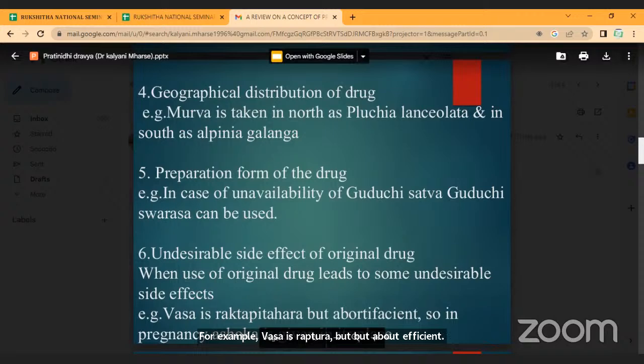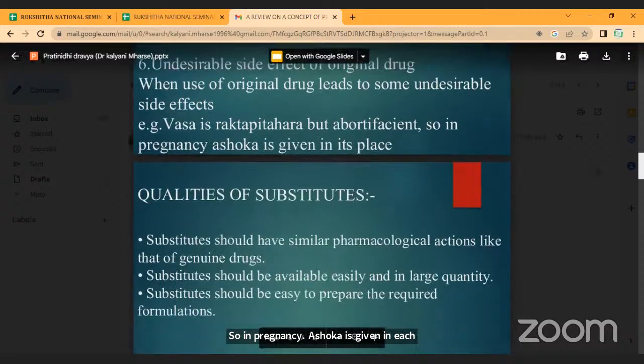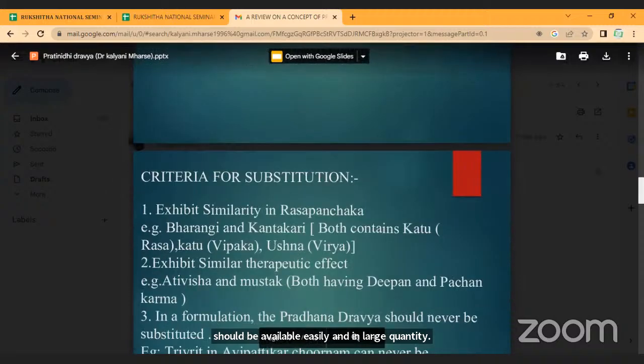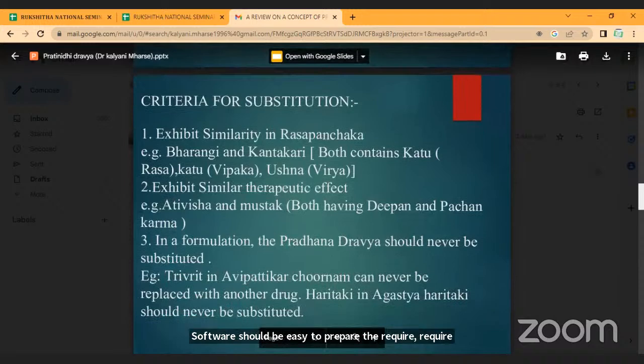Qualities of substitutes. Substitutes should have similar pharmacological action like that of genuine drugs. Substitutes should be available easily and in large quantity. Substitutes should be easy to prepare the required formulation. Criteria for substitution: exhibit similarity in rasa panchaka. For example, Bharangi and Kantakari both contain Katu rasa, Katu vipak, and Ushna virya. Exhibit similar therapeutic effect. For example, Ativisha and Mustak both having Deepan and Pachan karma.